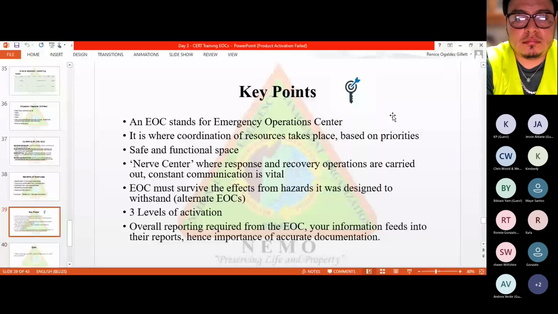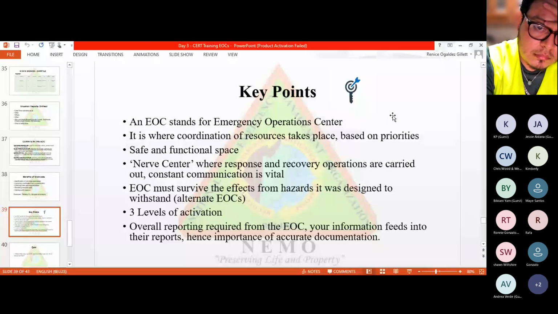So it is a safe and functional space. It is where response and recovery operations are carried out, and constant communication is vital. EOC members are communicating with each other. The EOC is communicating with the public. The EOC is communicating with CERTs. CERTs are communicating with the EOC. So communication is everything.